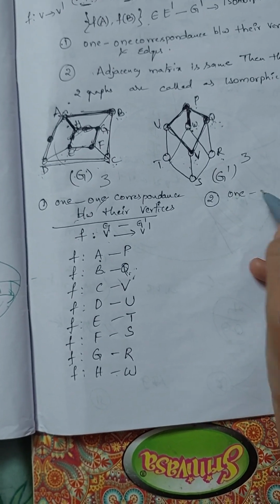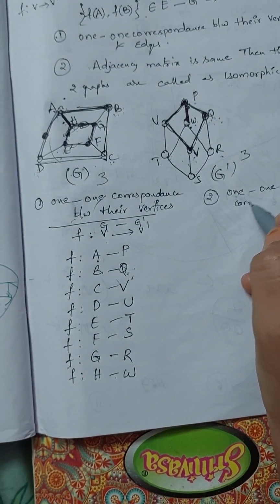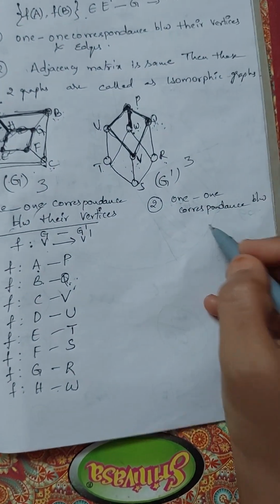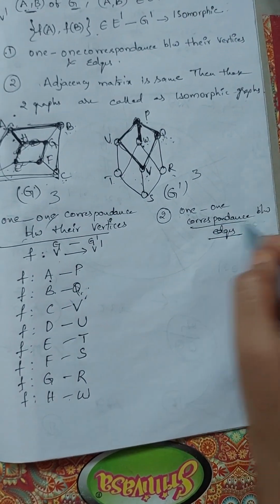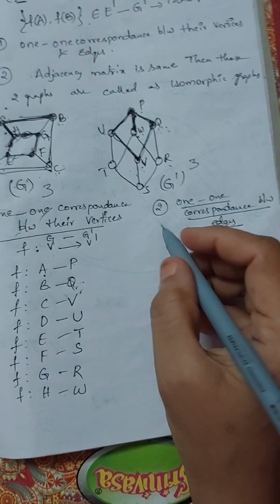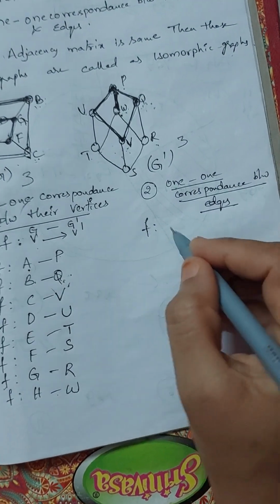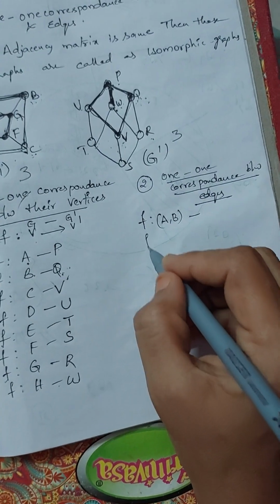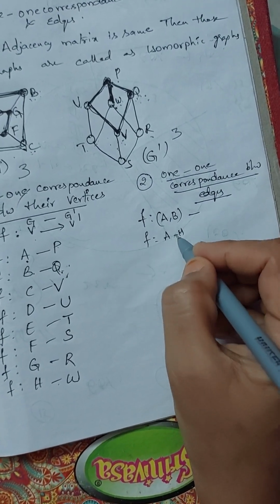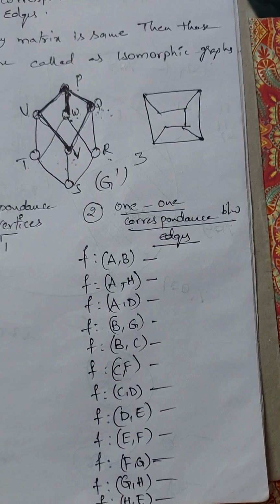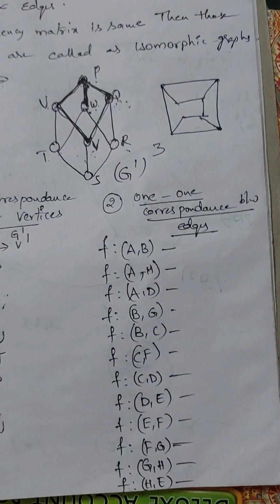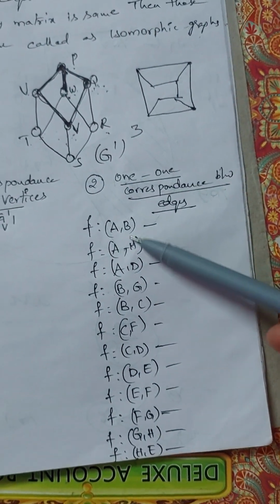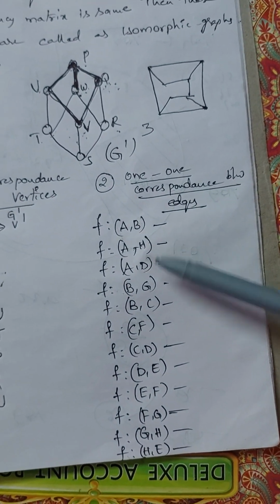So one-to-one correspondence between their edges. So first of all, write down all the edges. So here in the original graph, A to B, A to H. So likewise for all vertices, each and every vertex's edges must be present here. Write down all the edges in the original graph G.